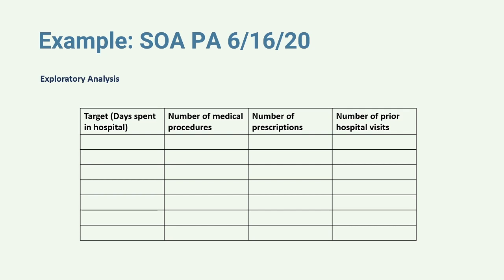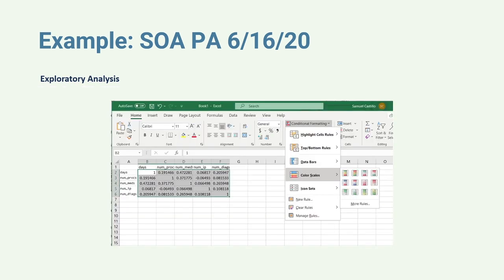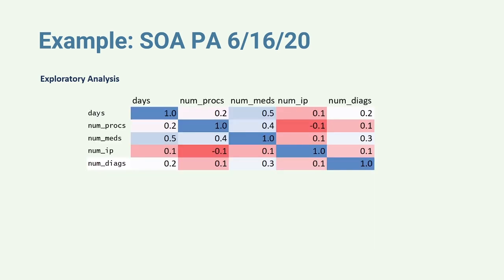You're given these variables. The target variable was the days spent in the hospital, and then you have the number of medical procedures, number of prescriptions, and number of prior hospital visits. They give you this correlation matrix in R, and as you can see, this is just the output of the R code. You don't need to do anything fancy to generate this. What I like to do is to copy this into Microsoft Excel, and then you can use the text to columns option right up here.